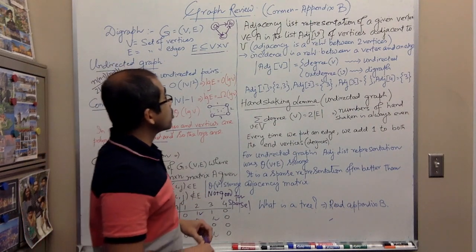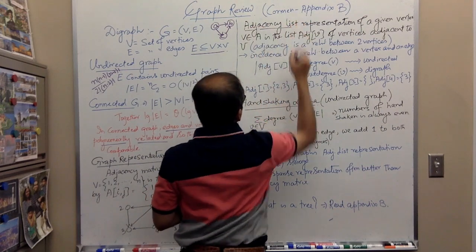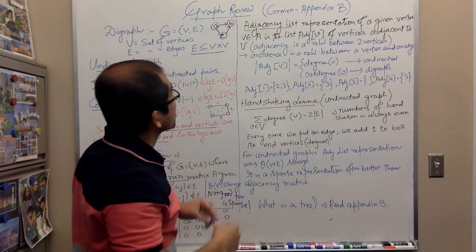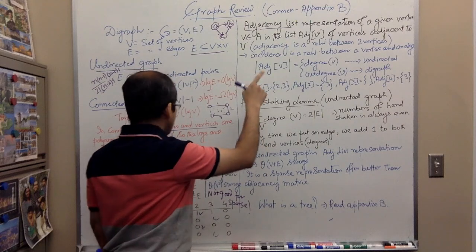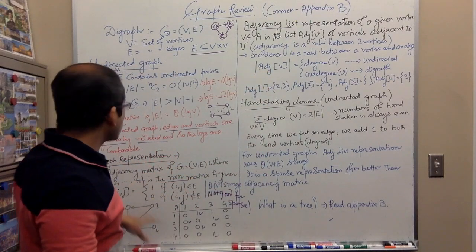So then what can we do? We can use adjacency list representation. What is adjacency list representation? Of a given vertex V belonging to the vertex set. So the adjacency matrix representation is mostly for a whole graph.